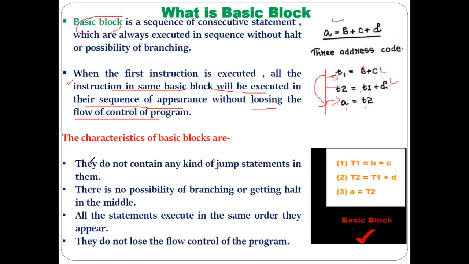Okay, so I hope the concept is clear. These are some of the characteristics of basic blocks. Now what are the characteristics? The basic block should not contain any kind of jump statement in between. Suppose there is a go to statement after statement 1, go to instruction number 4, then this is a jump from the second to the fourth directly. If this kind of statement is there, then we cannot call that particular sequence of consecutive statements a basic block.